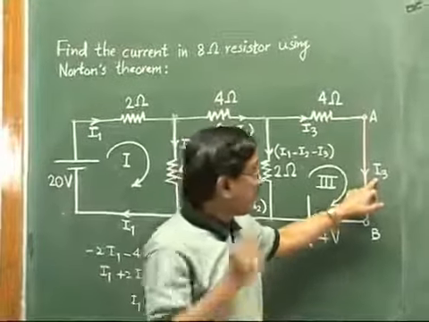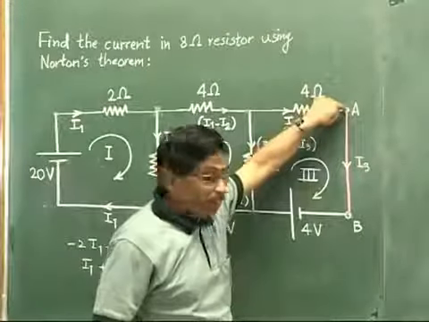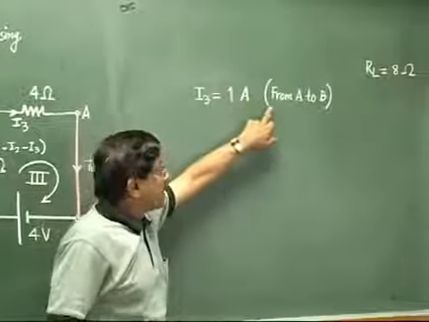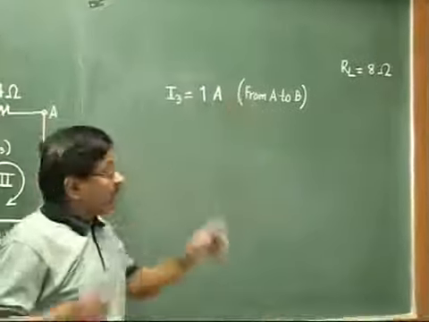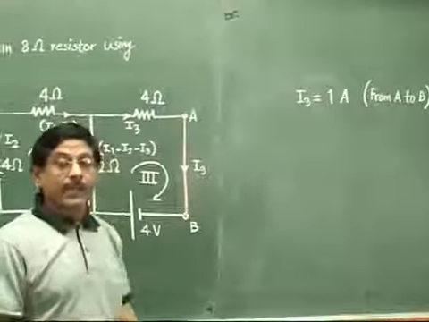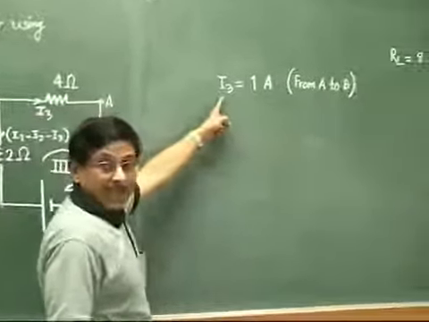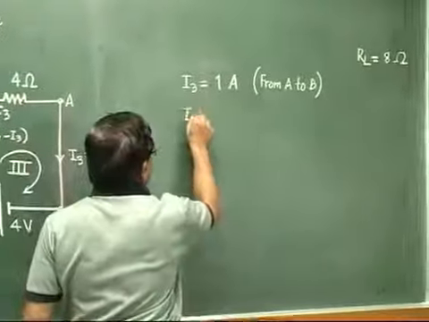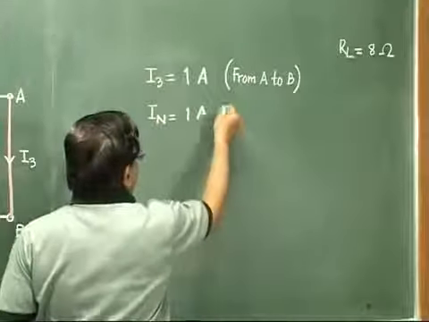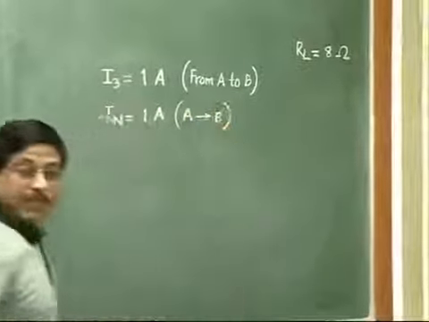a plus value. It means that in the actual given circuit, the current must also be flowing from A to B. So I have written here I3 is 1 ampere and it is flowing from A to B. Really speaking, this is nothing but our value of IN, Norton's equivalent current source. So this value I3, we can say that it is IN, which has a value of 1 ampere, and it is from A to B. So this is the conclusion we want from this step.